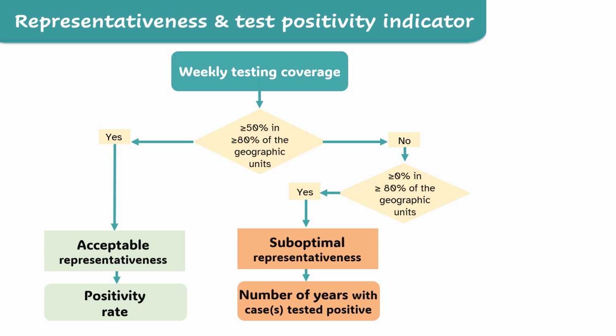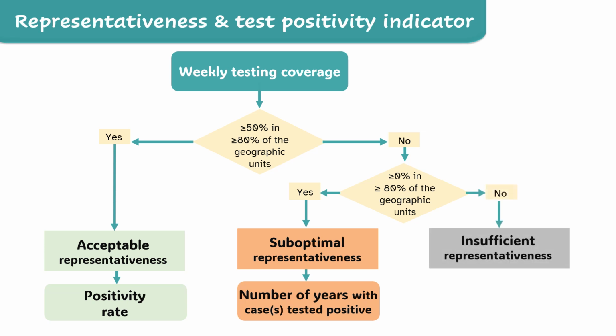index. Lastly, if in less than 80% of the geographic units, at least one suspected case was tested on some of the weeks with suspected cases, the representativeness is categorized as insufficient. In that situation, there is no indicator on cholera tests in the priority index.